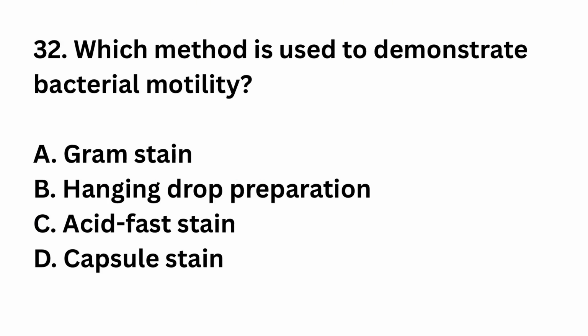Question number 32. Which method is used to demonstrate bacterial motility? Gram stain, hanging drop preparation, acid-fast stain, capsule stain. The right answer is option B, hanging drop preparation. Hanging drop method allows observation of true motility.